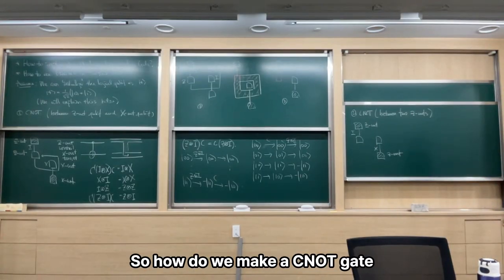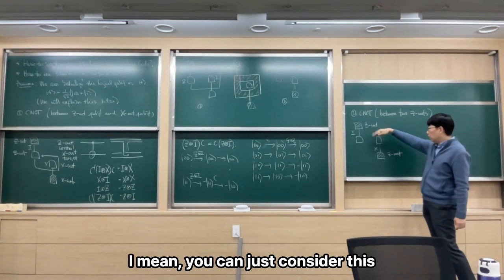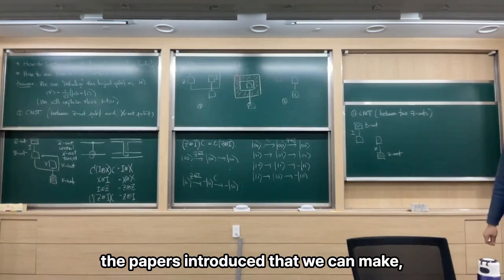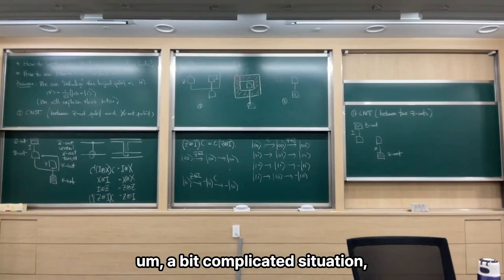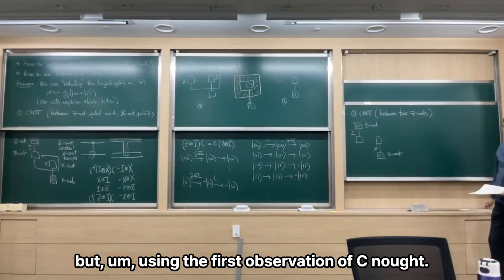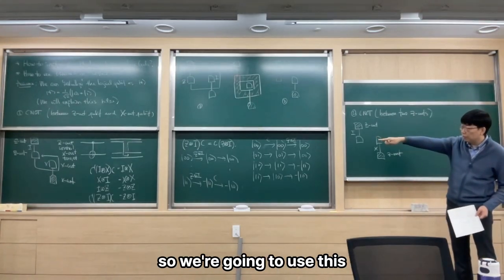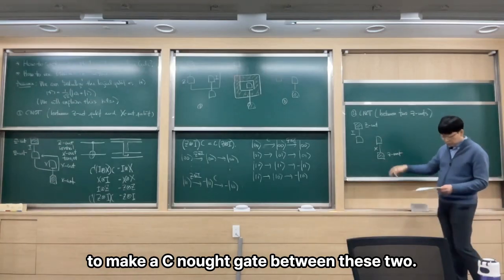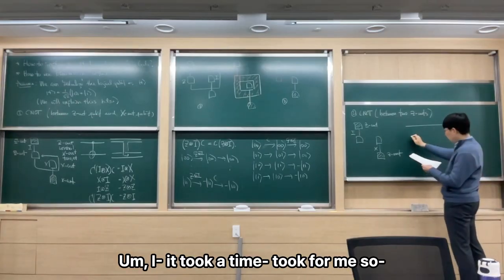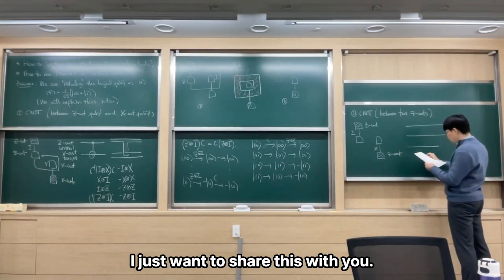So how do we make a CNOT gate between these two? These are 2 legitimate logical qubits; you can consider this as the first qubit and this as the second qubit. The paper introduced a somewhat complicated situation, but it uses the first observation of C0, because that observation is very straightforward. We're going to use it to make a C0 gate between these two. So here's the picture. It took me some time to understand this, but I want to share it with you.